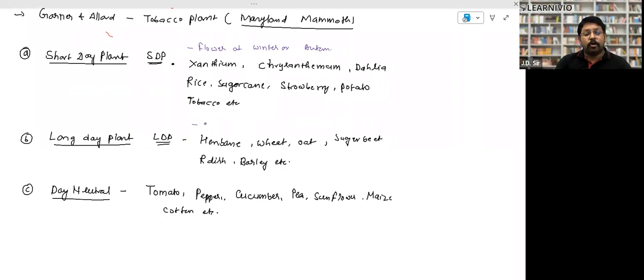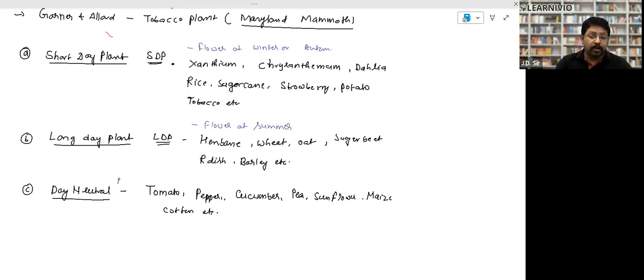Now long day plants. Long day plants normally flower in summer. Why in summer? Because at summer time the photoperiod is longer, the day length is longer, right? So they are called long day plants. Examples: henbane, wheat, oats, sugar beet, radish, and barley.